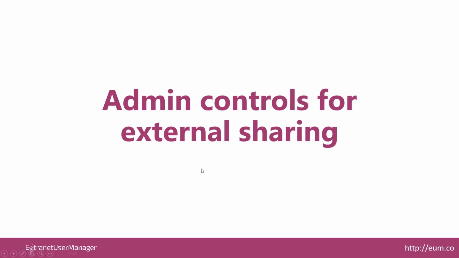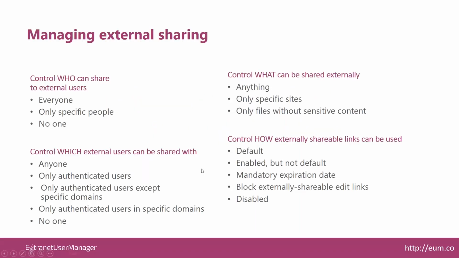So there are a number of admin controls to think about from an external sharing point of view. You need to think about who's going to be able to share, so not the recipient, but who's allowed to share out to those recipients. Which external users are you going to share with? So who's the recipient side of that? What are you going to be sharing? Just specific sites or anything, or even files without sensitive content. There's some data loss protection integration in here where you can categorize documents as sensitive, and as a result not be allowed to share those out externally. And then by default, how external links are going to be used. Are they enabled, or do they have mandatory expiration dates? Do you want to block them, shut them down completely?